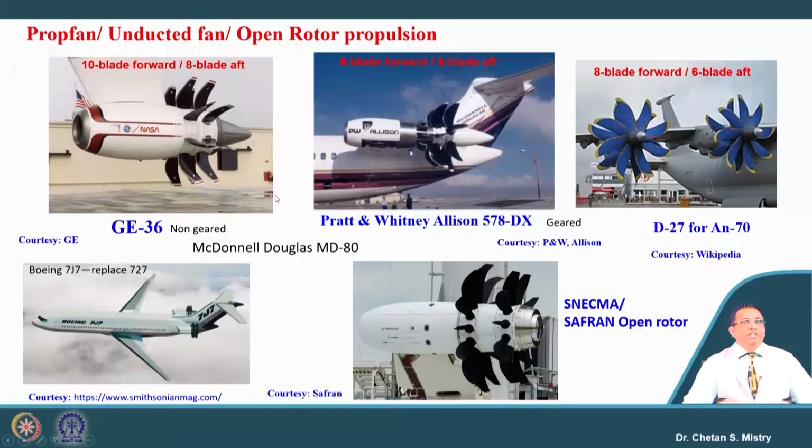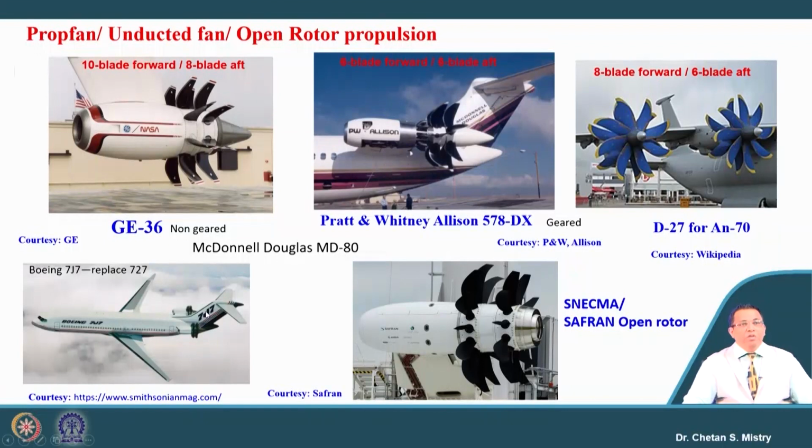Both engines were tested during the 80s on the McDonnell Douglas MD-80, and that was a major attraction, because Boeing was planning to replace the 727 with the 7J7, and that is the reason why they installed these engines on the fuselage, mainly on the rear part.